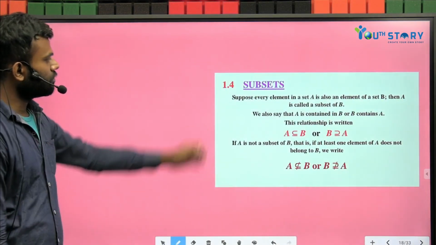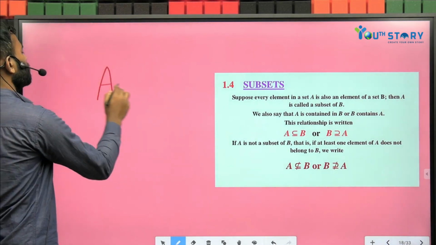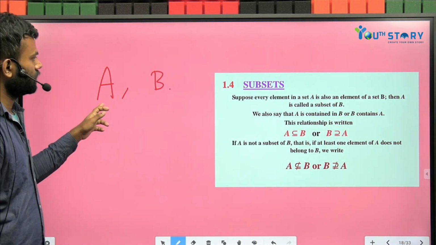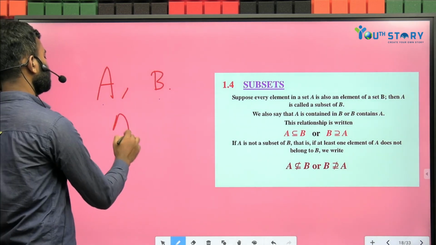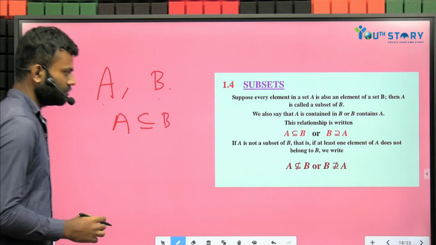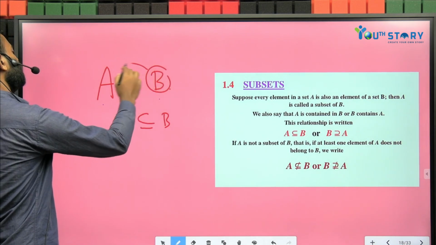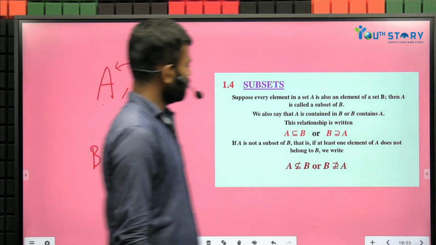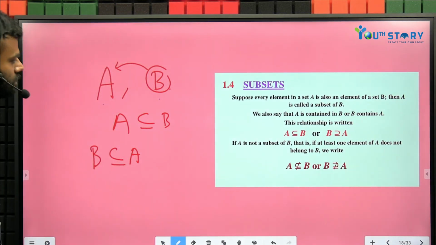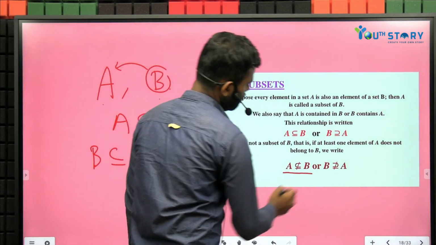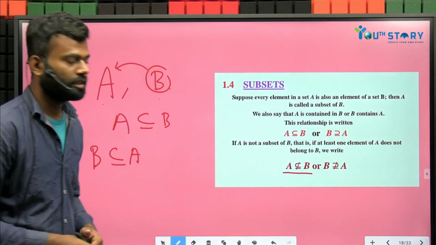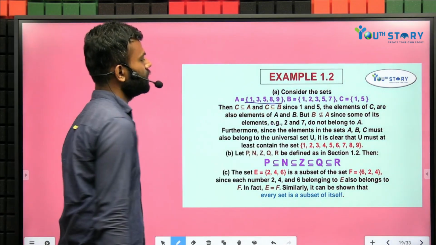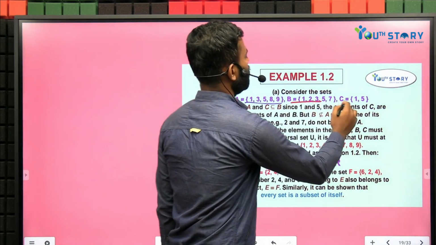Now suppose we consider two sets A and B. If every element of A is also an element of B, then we call A a subset of B. If every element of B is also an element of A, then we call B a subset of A. And if at least one element of A doesn't belong to B, then we say that A is not a subset of B. Now consider this set 1, 3, 5, 8, 9, and 1, 3, and 1, 2, 3, 5, 7, and 1, 5.